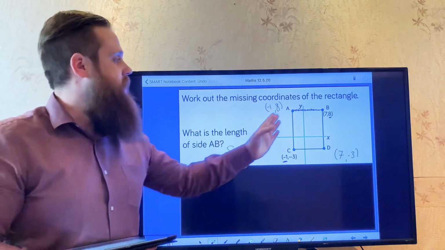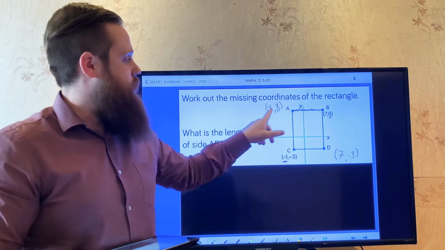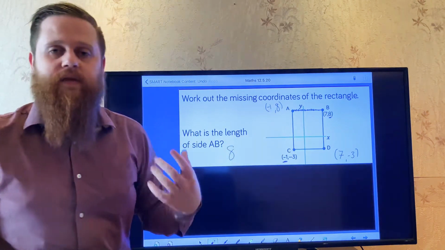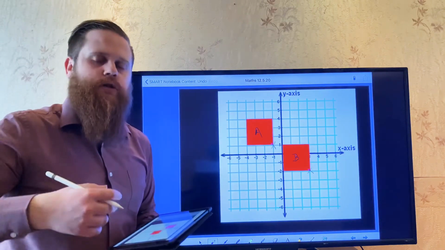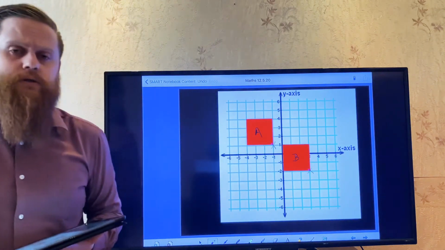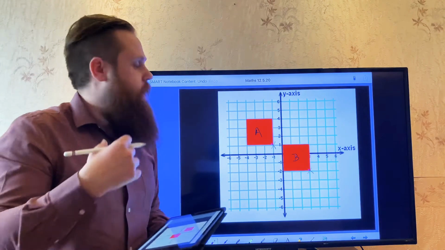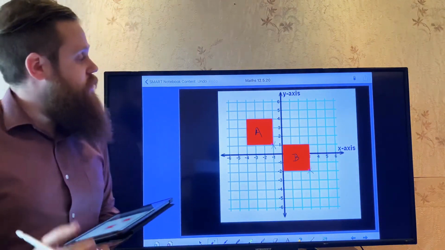What's the length of side AB? It is 8, okay? Because it goes from -1 to 7. That is a difference of 8. Okay then, so that's plotting points, finding missing points, plotting coordinates and points, finding missing coordinates, all done and checked.